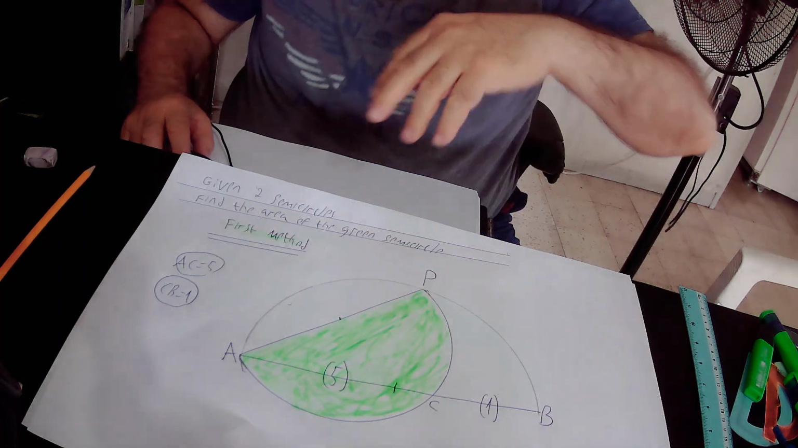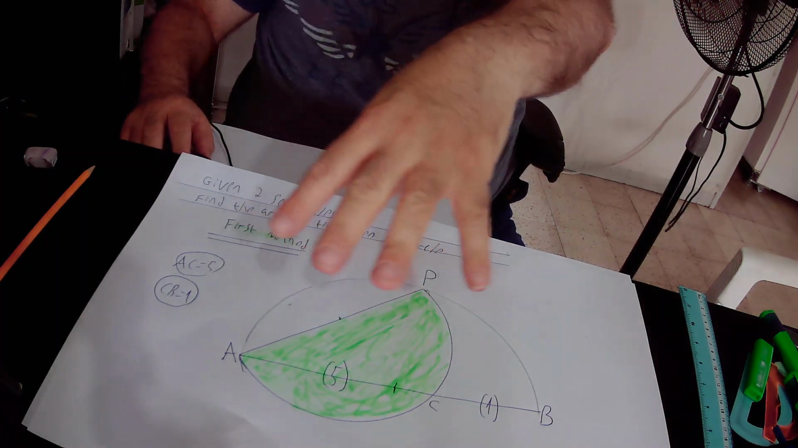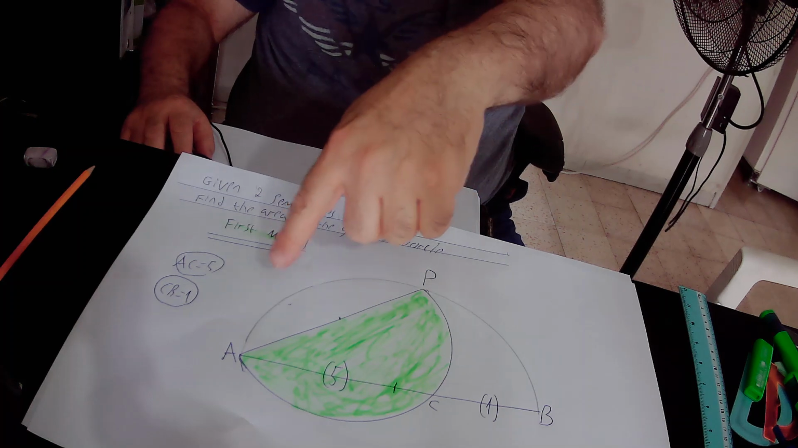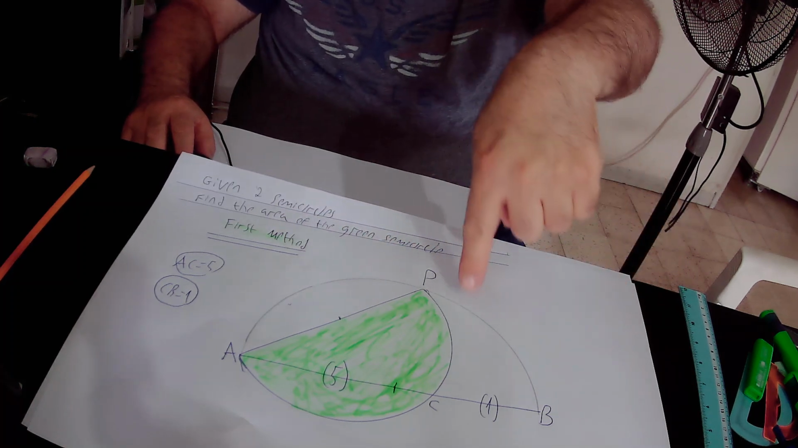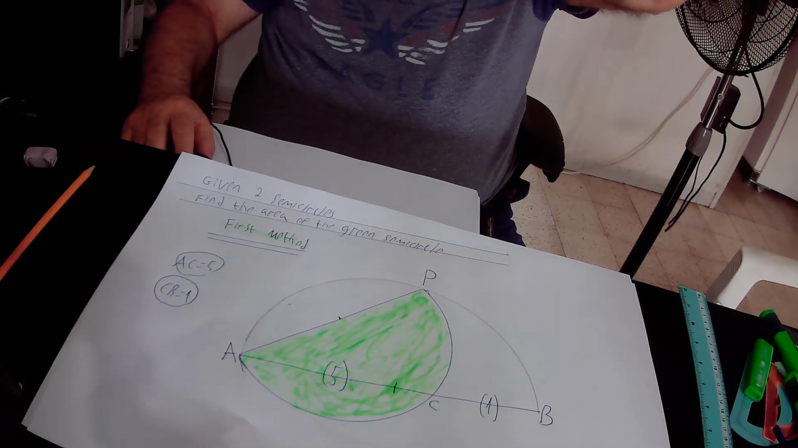Hello, in this lecture we'll find out the area of the green semicircle using two different methods. In the drawing we have two semicircles. This is the white semicircle and this is the green semicircle.